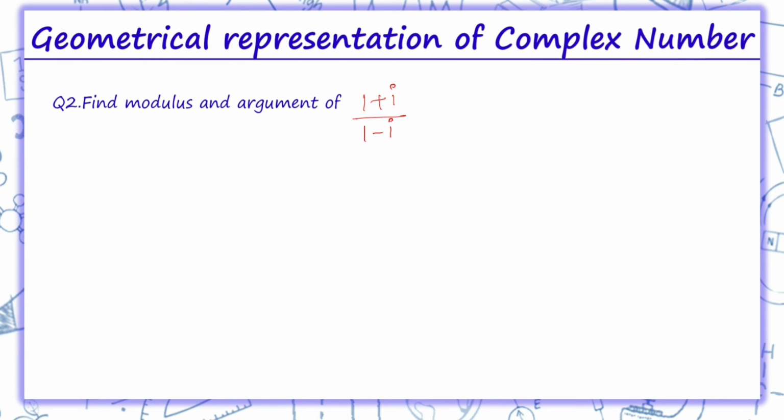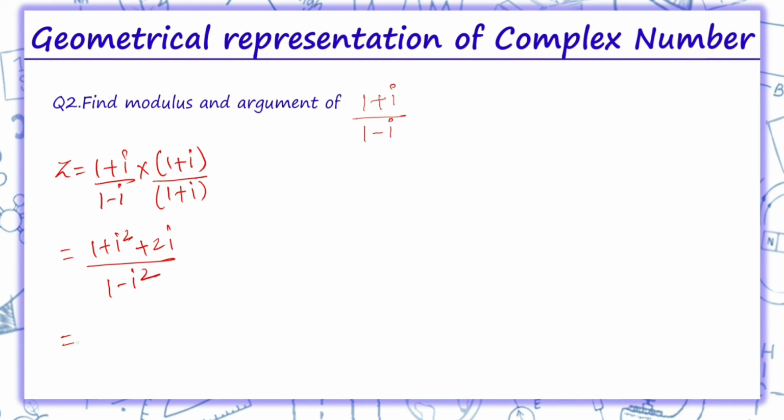Coming on to the next question, we have to find over here the modulus and argument of 1 plus i upon 1 minus i. So first we will simplify this complex number. We will multiply by 1 plus i upon 1 plus i. On solving it, we will get 1 plus i square plus 2i upon 1 minus i square. 1 minus 1 will get 0, 2i by 2. Thus here we will get i. So z is equal to i.